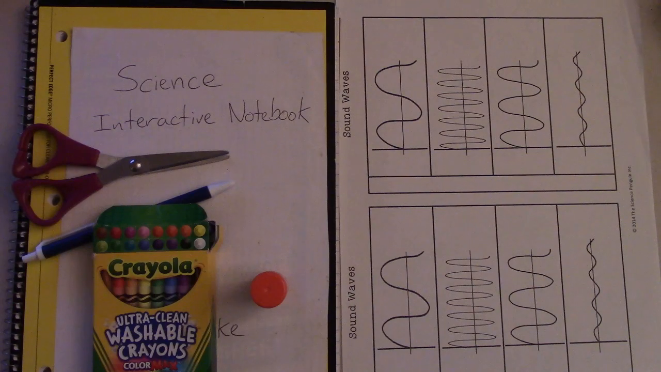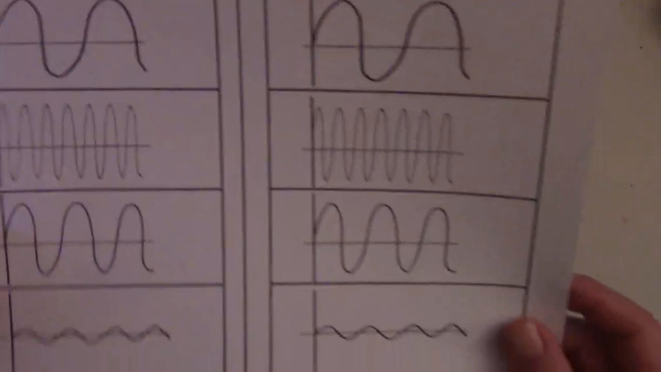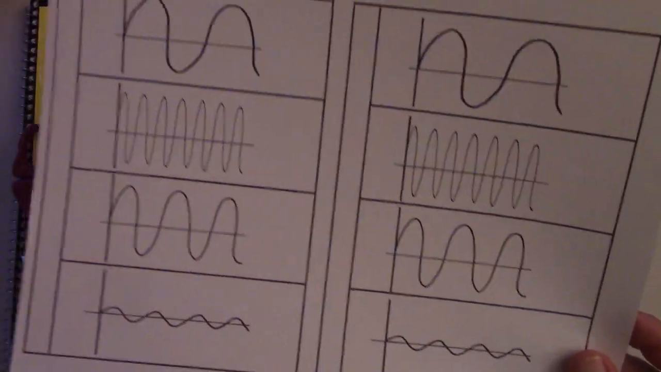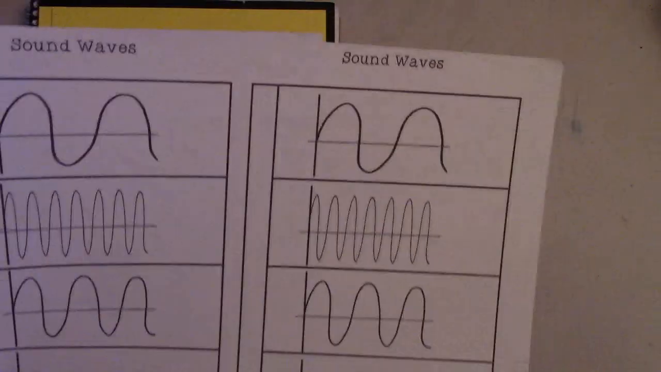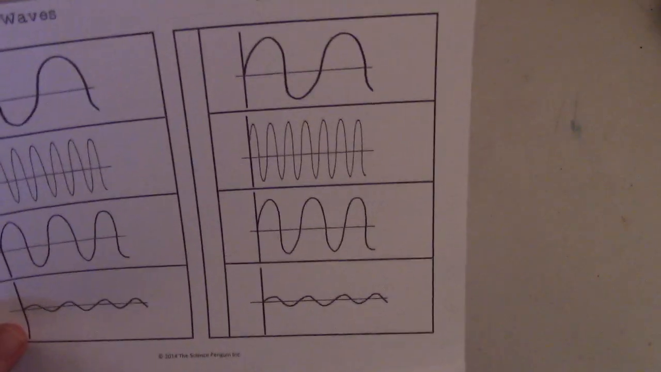With all the materials. Alright, so we are looking at sound waves, which is on this paper. We have 2 copies, just in case you make a mistake. We're only going to need one of them, though, today. So that's where we'll start. We'll start by cutting out our sound wave paper.